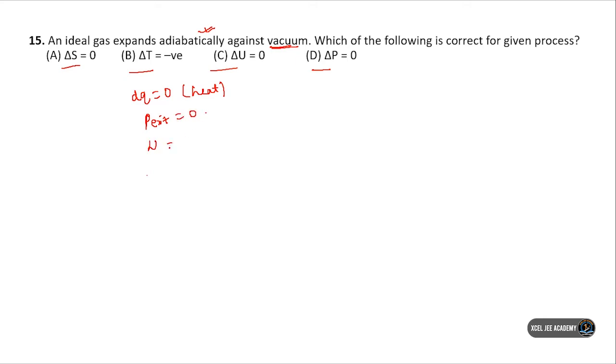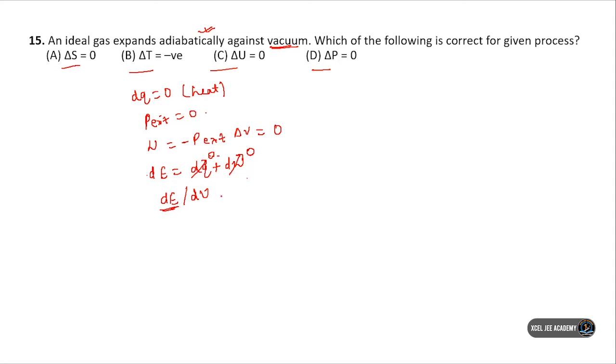So the work done in this case is equal to minus P external into delta V, which will be equal to 0. So on applying the first law of thermodynamics, that is dE is equal to dq plus dw, we have dq equal to 0 and dw also equal to 0. So dE, which is the internal energy, or sometimes you write dE as dU also. For internal energy we have two symbols, either E or U. You can write any one of those.